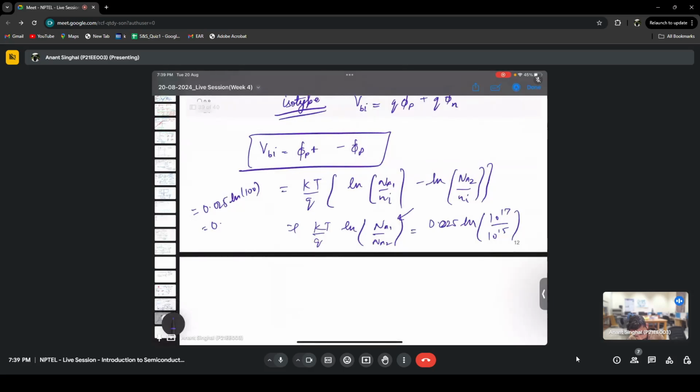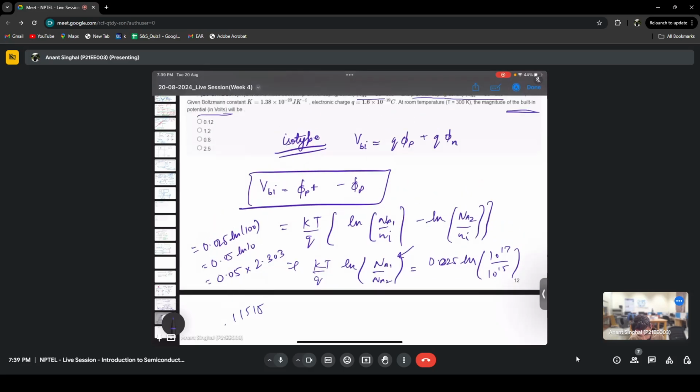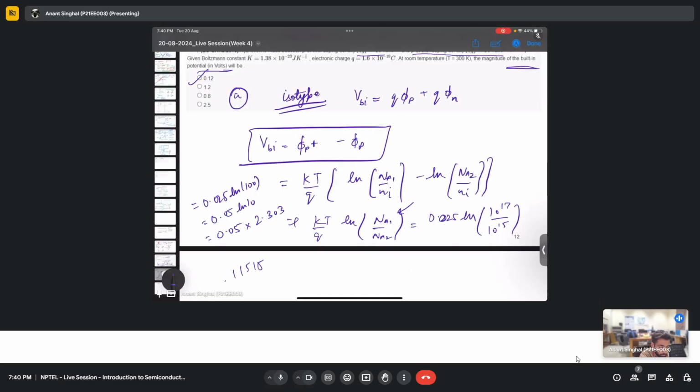0.05 ln 10, 0.05 times 2.303. So it will come out to be something, I guess, 0.12, if I'm not wrong. Maybe option A is correct. You can check the calculations, but the concept is the same. Is it clear, everyone?